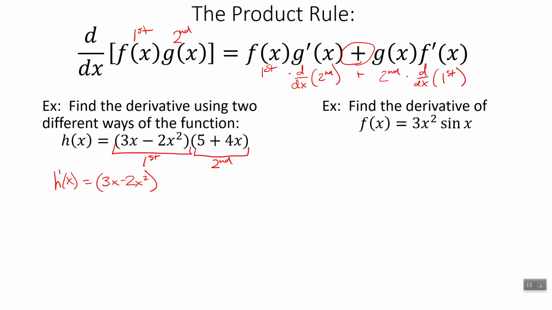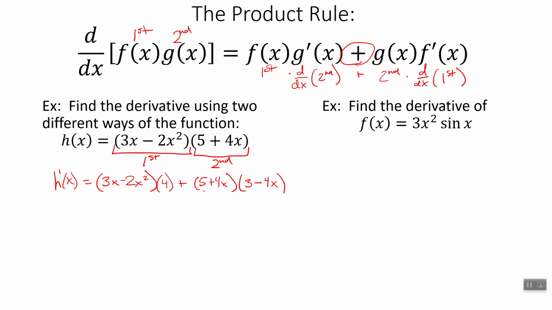So we want to find the derivative of this. Derivative of 5 is 0, because it's a constant. Derivative of 4x is just 4. Then plus the second stays the same. And then we multiply by the derivative of the first. So derivative of the first, derivative of 3x is just 3, minus derivative of 2x squared, we bring down the 2. 2 times 2 is 4. X to the 1 less exponent. So that gives us 4x to the first.